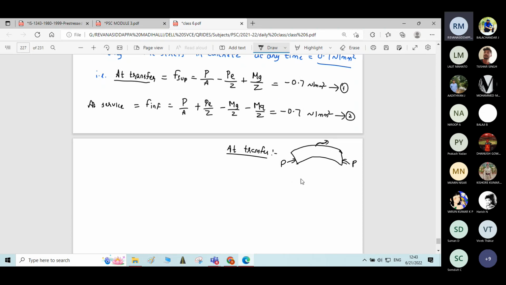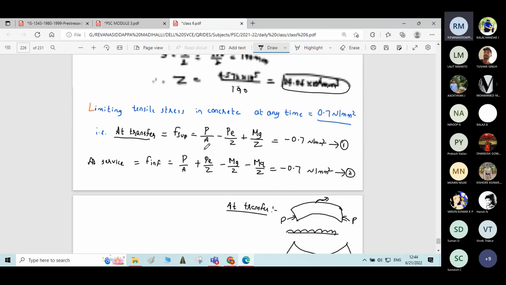Similarly, at service condition, there will be live load along with the dead load of the beam. In that case, the beam undergoes sagging bending moment. When it undergoes sagging bending moment, the bottom fiber will undergo tensile stresses. That is why you should write the formula of F inferior. Don't get confused: at transfer condition, the maximum tensile stress takes place at the top fiber; at service condition, it takes place at the bottom fiber. You need to write the corresponding formula. For further detail, refer to module 1. So these are the two conditions.